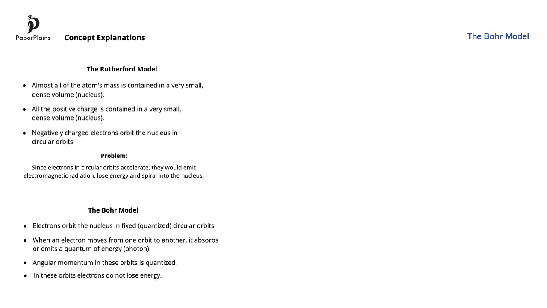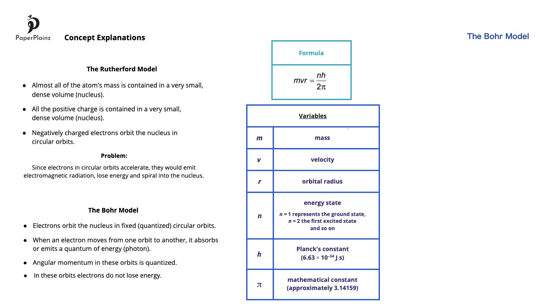The formula to calculate the angular momentum of an electron in a specific orbit looks like this. We'll also add the list of the variables. If you think back to what we learned in subtopic 8.4, you might recognize that mvr on the left-hand side of this equation is angular momentum.